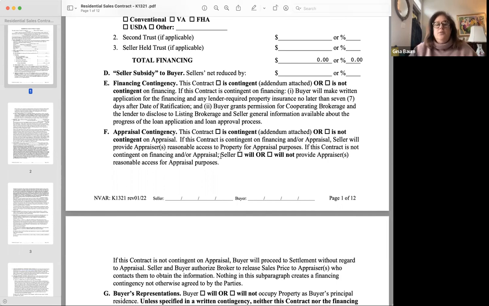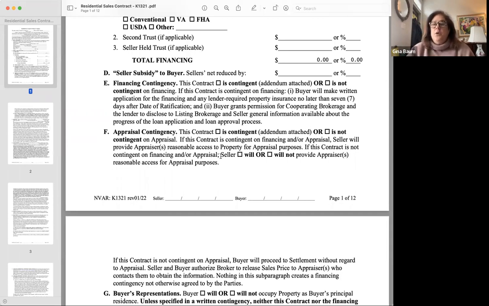And the reason this was added is because many people were saying, you know what, we're going to get financing, but we're going to waive the financing because we know we're good. Our lender told us we're great, and we're going to waive the appraisal because we're not concerned, we have enough cash if the value comes in a little lower to make up the difference. So we're going to waive the appraisal too.